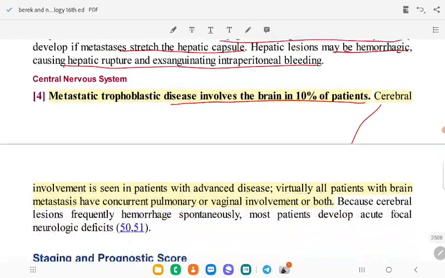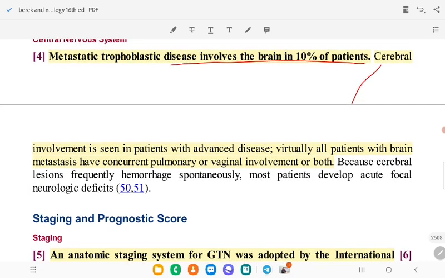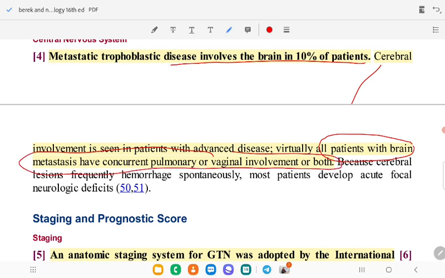Central nervous system metastatic trophoblastic disease occurs in 10% of patients, with cerebral lesions mainly. Virtually all patients with brain metastasis already have concurrent vaginal or pulmonary involvement, or both. Because of the cerebral lesions, there will be frequent spontaneous hemorrhage, and patients develop acute focal neurological deficit.